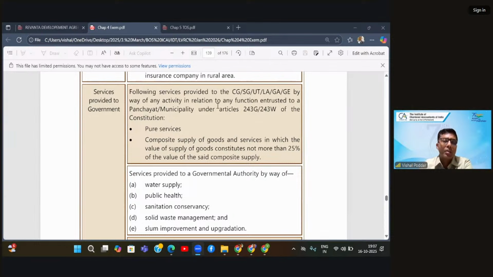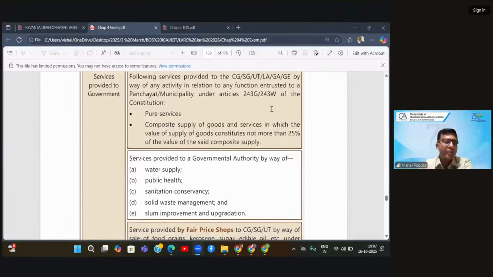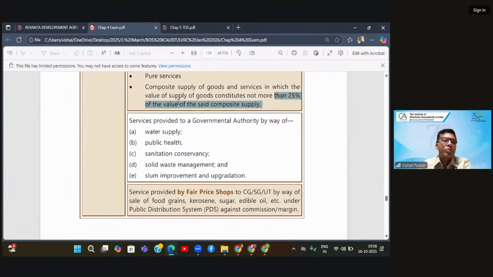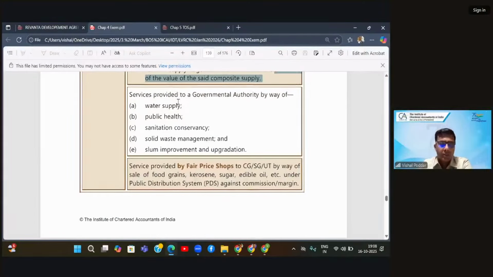Condition is it should be a service which is specified in these articles. Secondly, it should be pure service, that is no goods are involved. However, now they have made a small concession, where goods are involved, the value of goods should not be more than 25% of total value of the service. So either it should be a pure service, zero goods, or where some goods are used, the component of goods should not exceed 25% of total services.